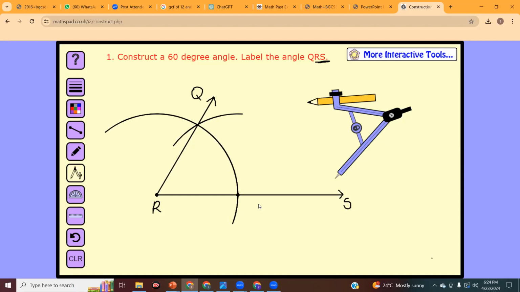Malia, do you understand how we got this? Okay. And how about you, Malik? You understand how we got this? Yes, sir, I understand. Okay. What I need you all to do is take a picture of this and send it to me via WhatsApp. I need to see a picture of the first angle that you constructed, the 60-degree. Make sure it's labeled properly and drawn neatly.